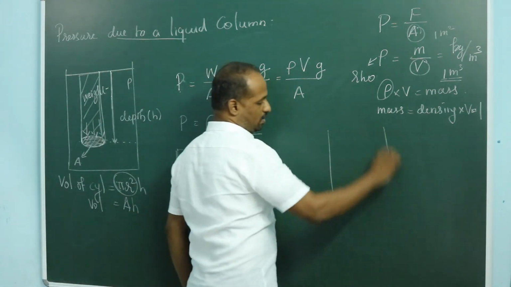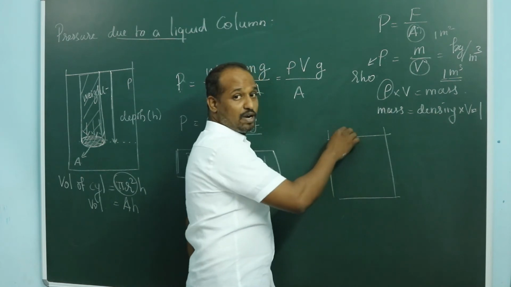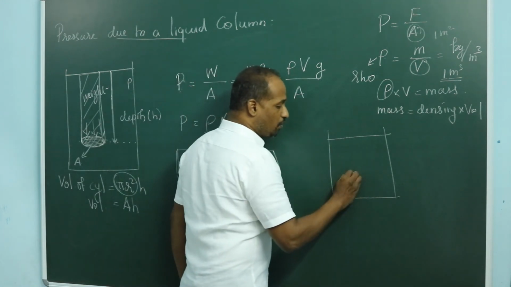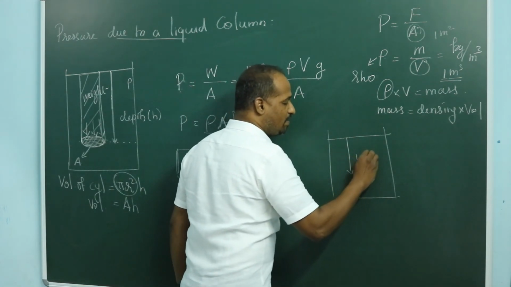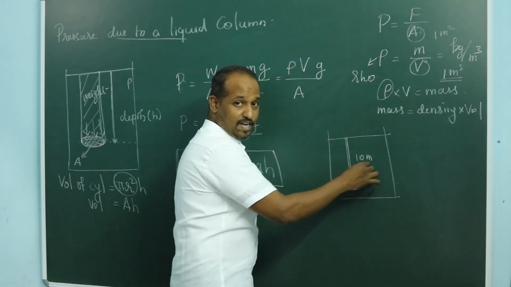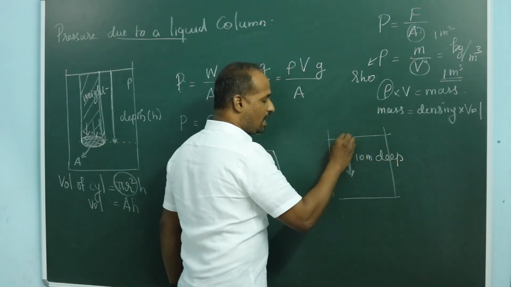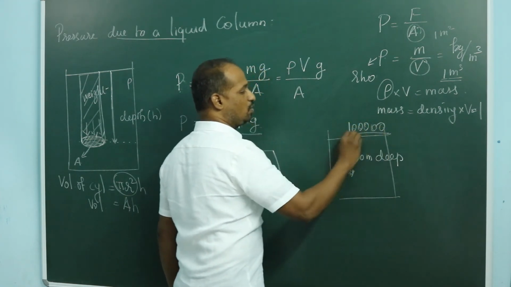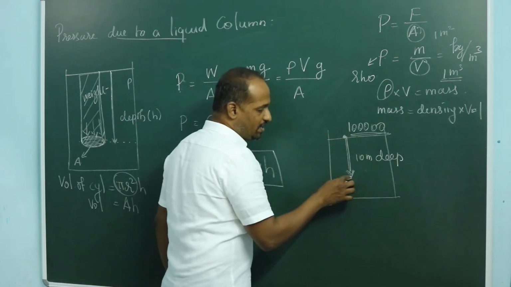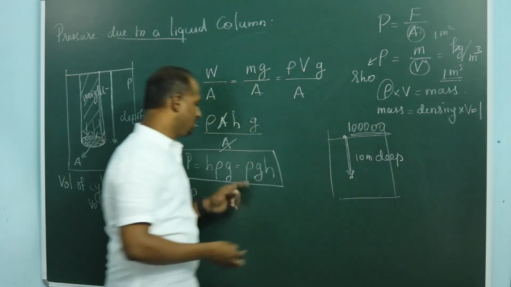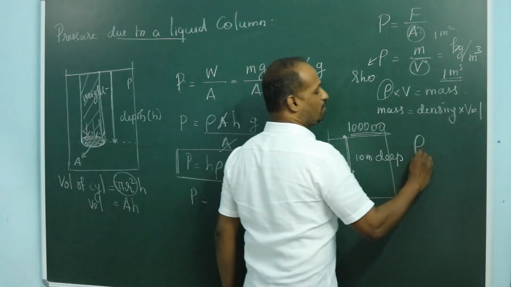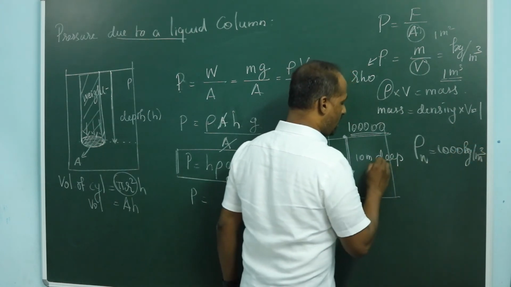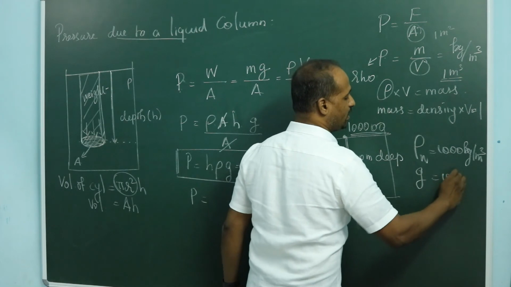Suppose atmospheric pressure generally is 1 lakh pascals, which we will discuss in the subsequent video. And if you go 10 meters deep into the ocean, at the surface the atmospheric pressure is approximately 1 lakh pascals. And if you go 10 meters deep, the pressure due to the liquid column is rho g h. The density of water is 1000 kilogram per meter cube and gravity is approximately 10 meter per second square.